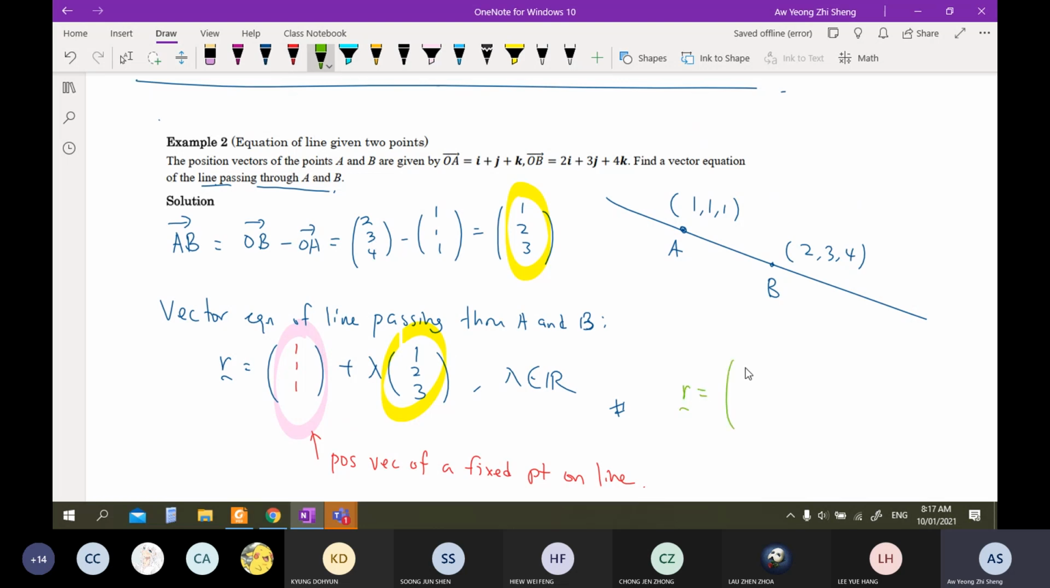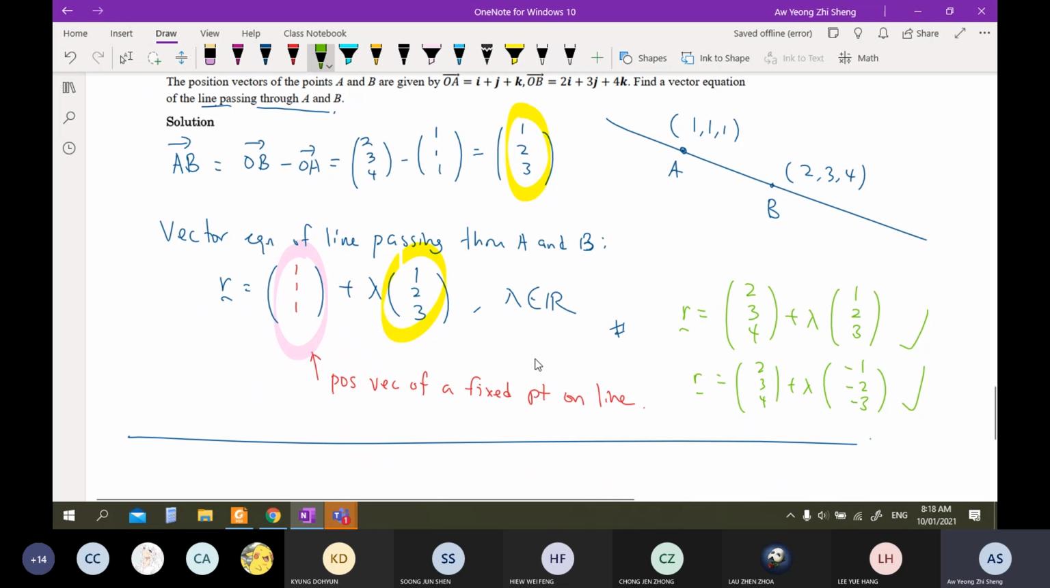If your answer is given as r equals 2, 3, 4 plus lambda (1, 2, 3), it is also correct. If your r is given as 2, 3, 4 plus lambda (minus 1, minus 2, minus 3), it is also correct. So how do you really check that your answer looks different but is correct? First thing to check is the direction vector. If the yellow colored direction vector that you are writing here looks different, as long as it is a scalar multiple of the printed answer, like in this case your (minus 1, minus 2, minus 3) is actually minus 1 times (1, 2, 3), that means your direction vector is also valid.